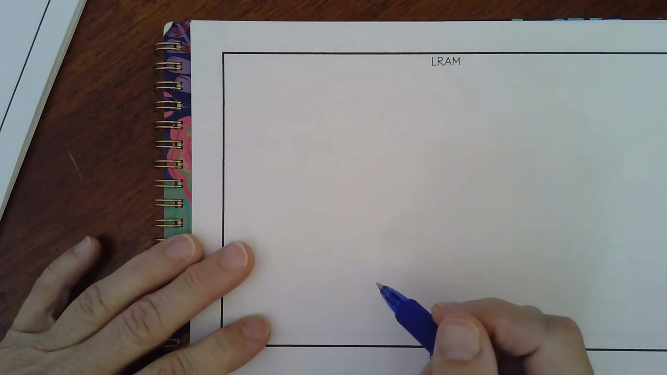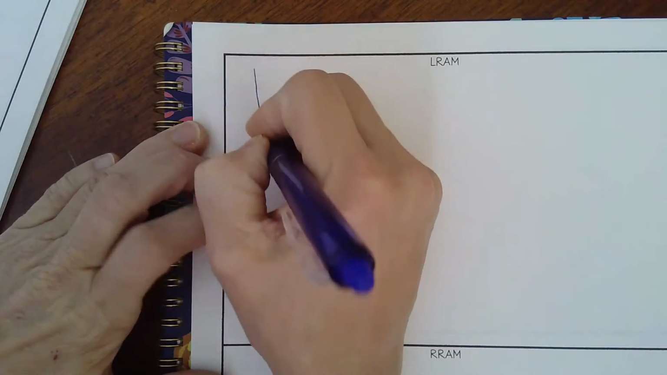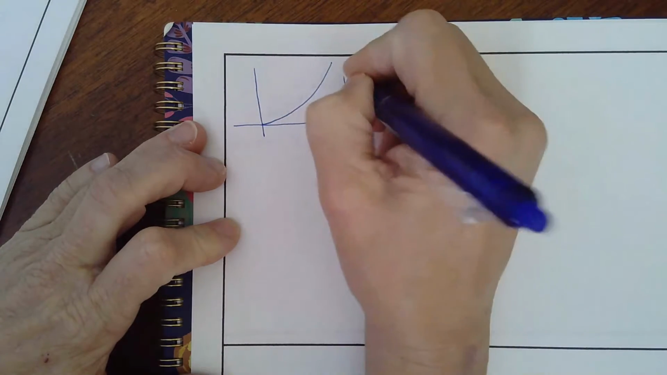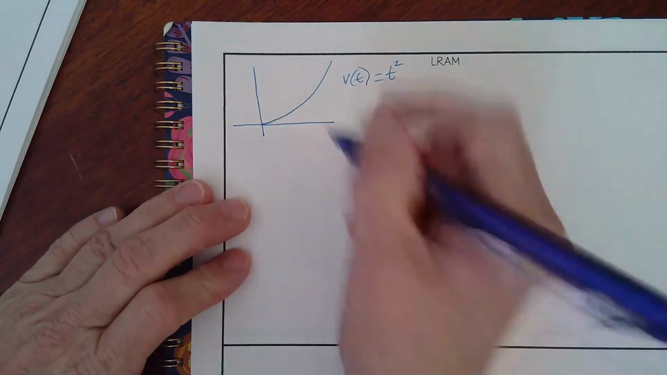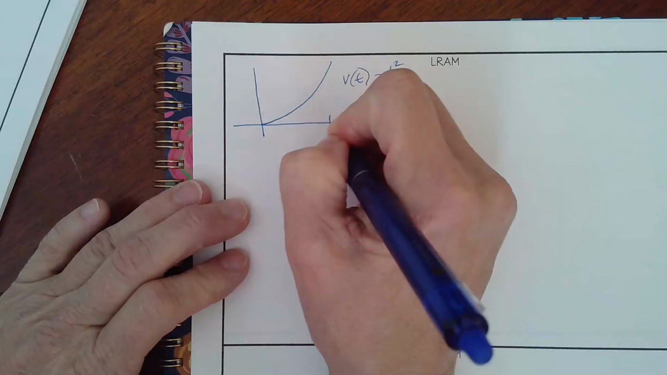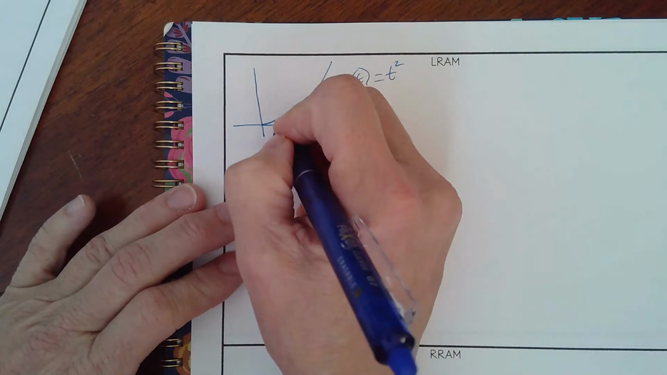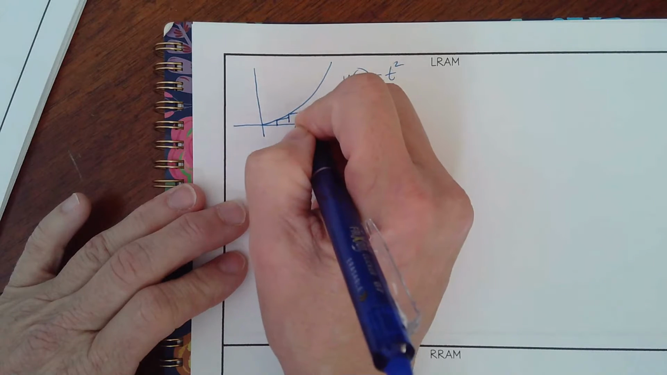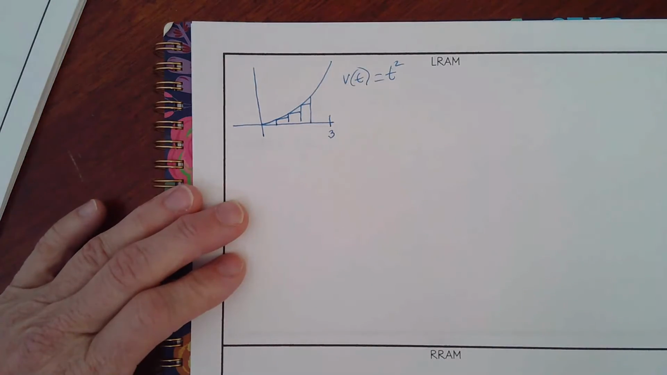Okay, so we're going to go back to finding the area under our curve that we were working with in the last video. And it is V of t equals t squared. And we were working on the interval 0 to 3. And this time we're going to actually find the area under this curve using a left rectangular approximation method.